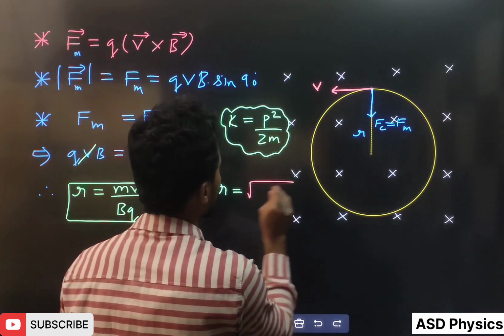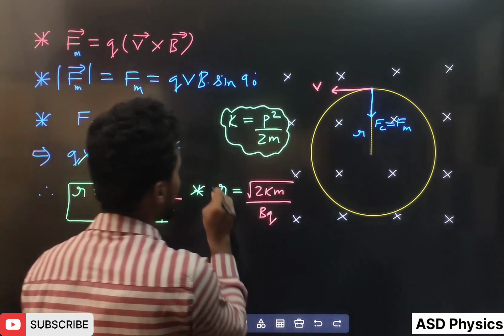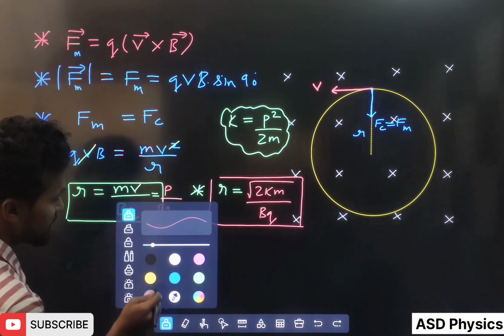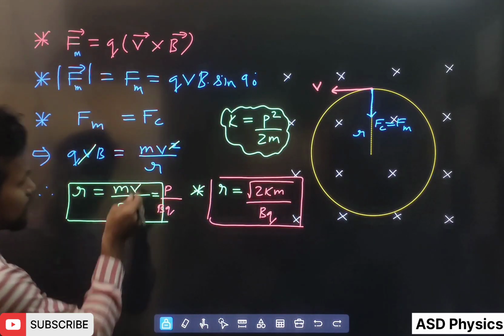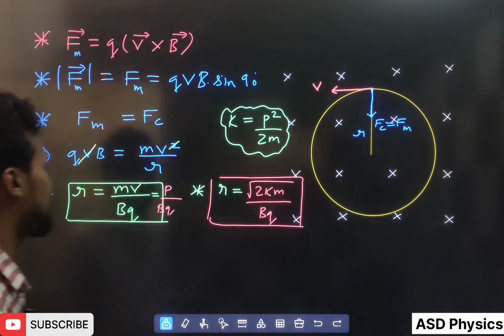The P will come here, root 2 km, so root 2 km by BQ. Okay, this is in terms of kinetic energy. Now, the first one is in terms of speed and momentum. The next one is in terms of kinetic energy. What is K? K is the kinetic energy.